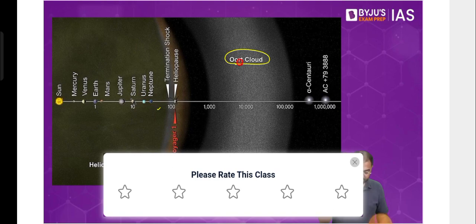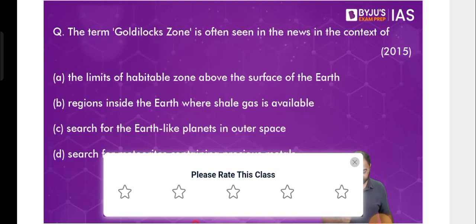And for these exoplanets also, there is one question that has been asked here. Just look at this question first quickly. The question asked: the term Goldilocks zone is often seen in the news in the context of what?